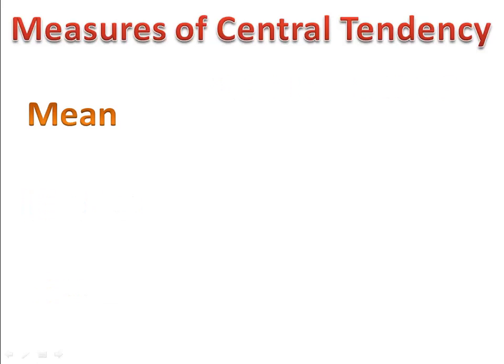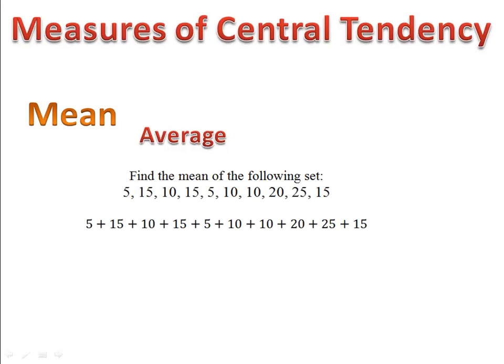what they are. The mean is simply the average. To find the average of a set of numbers, you simply add them up and then divide by how many numbers there are. In this case, there's 10 numbers, so I divide by 10. Then I simplify, and I find that the average value is 13.